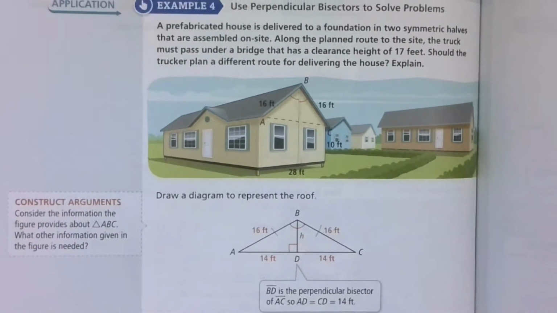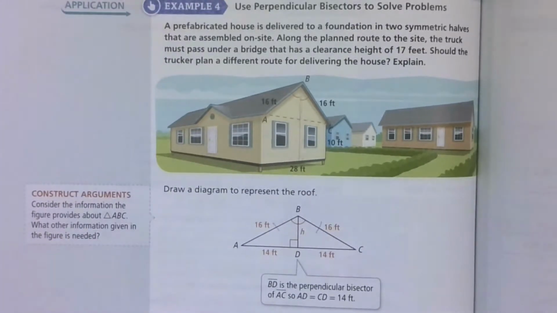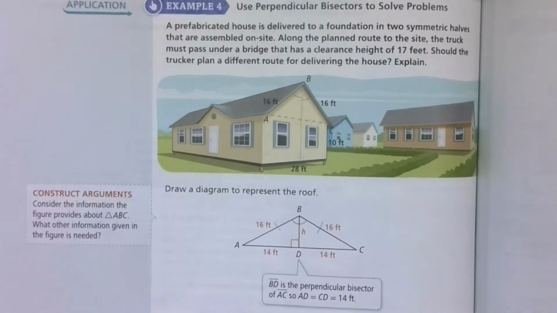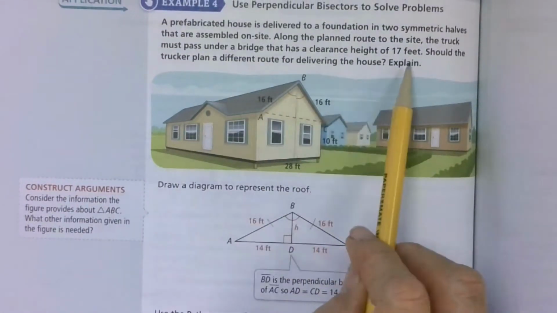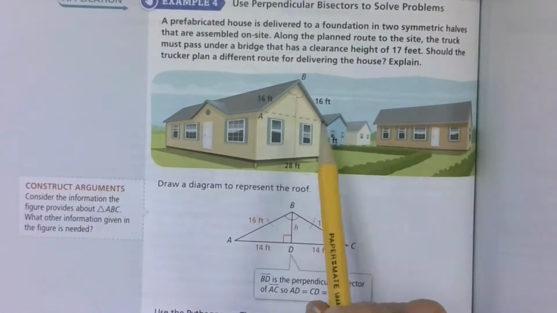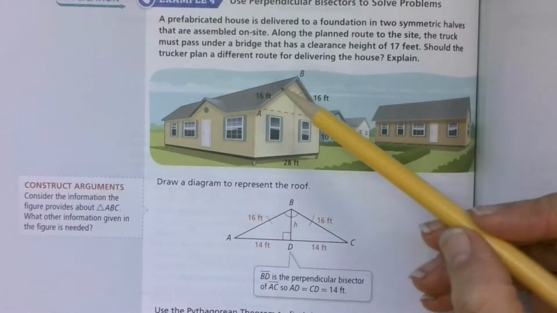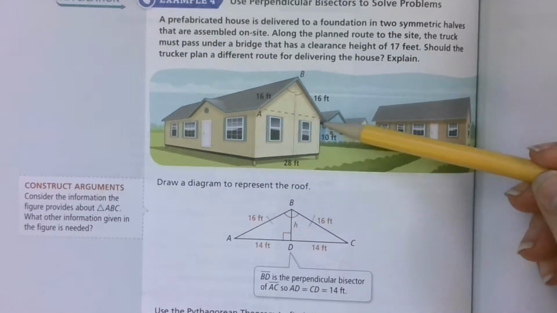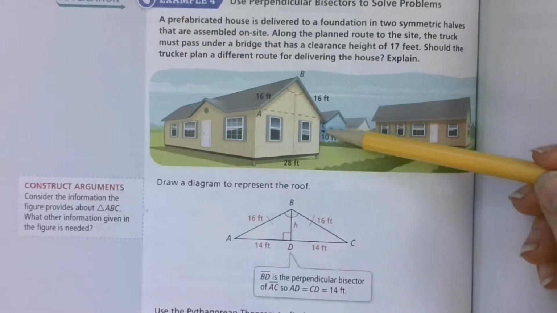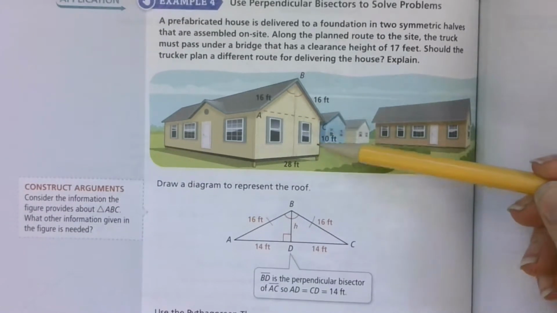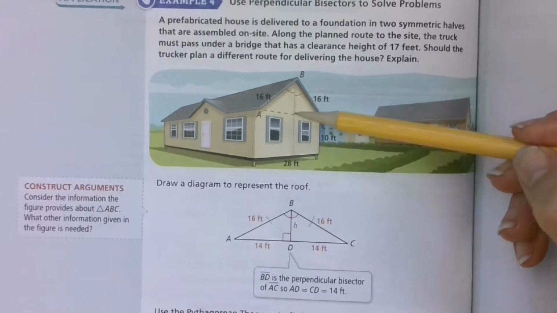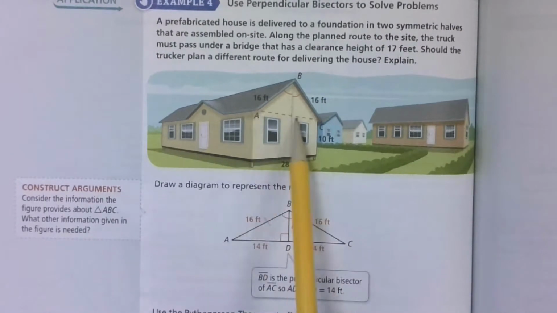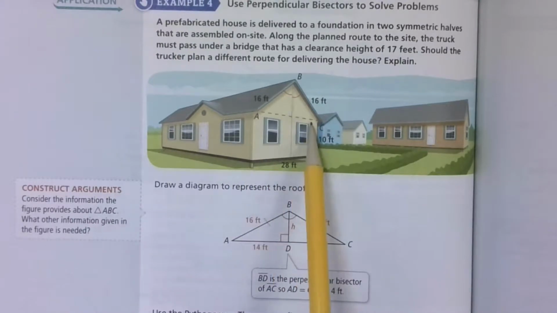We've got a house here that they're trying to move. And we know that along the route there is a bridge that has a clearance of 17 feet. We need to figure out if this house is going to fit under there. We know each roof line measures 16 feet. We know that the base of the house has a height of 10 feet, but we don't know how far it is from here to here. We know the base of the house is 28 feet, which means the base of this triangle is 28 feet.